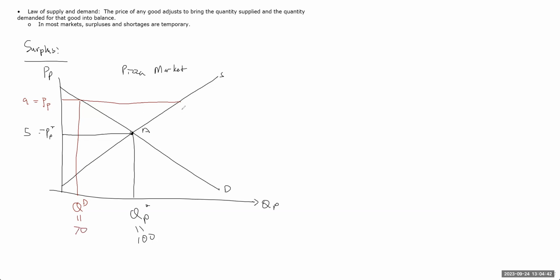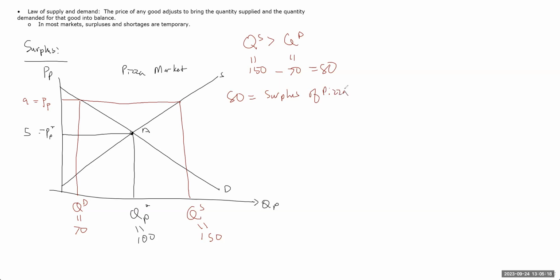But everybody and their grandmother wants to sell pizza. Quantity supplied is all the way out here. Is 100, I don't know, 130. Okay? No, it looks more than 130. Let's make this 150. Okay? So right now, quantity supplied is greater than quantity demanded. 150, 70. The difference is 80. This 80 is equal to what we call a surplus of pizza in this case. We have a surplus. We have excess supply.